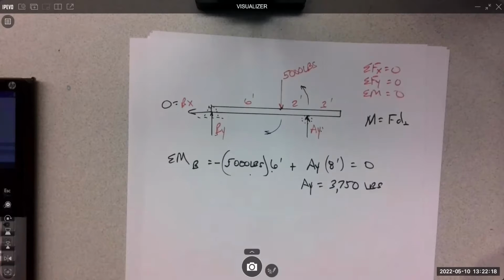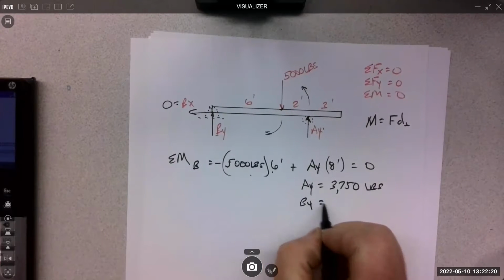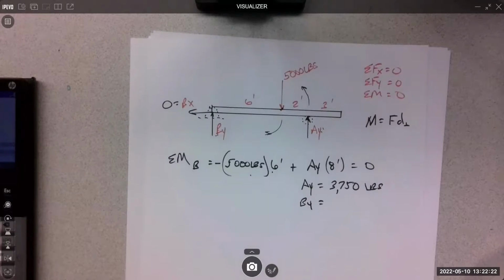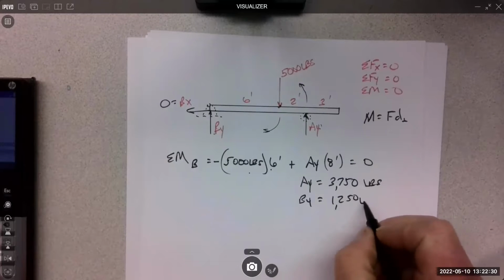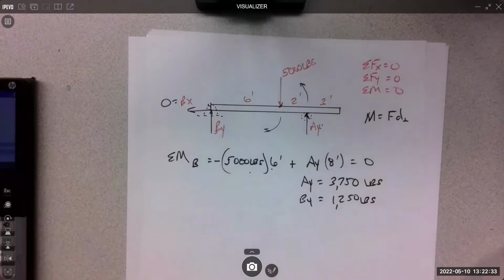We need another amount to equalize everything out. 1,250. Yeah. All right, there you go.